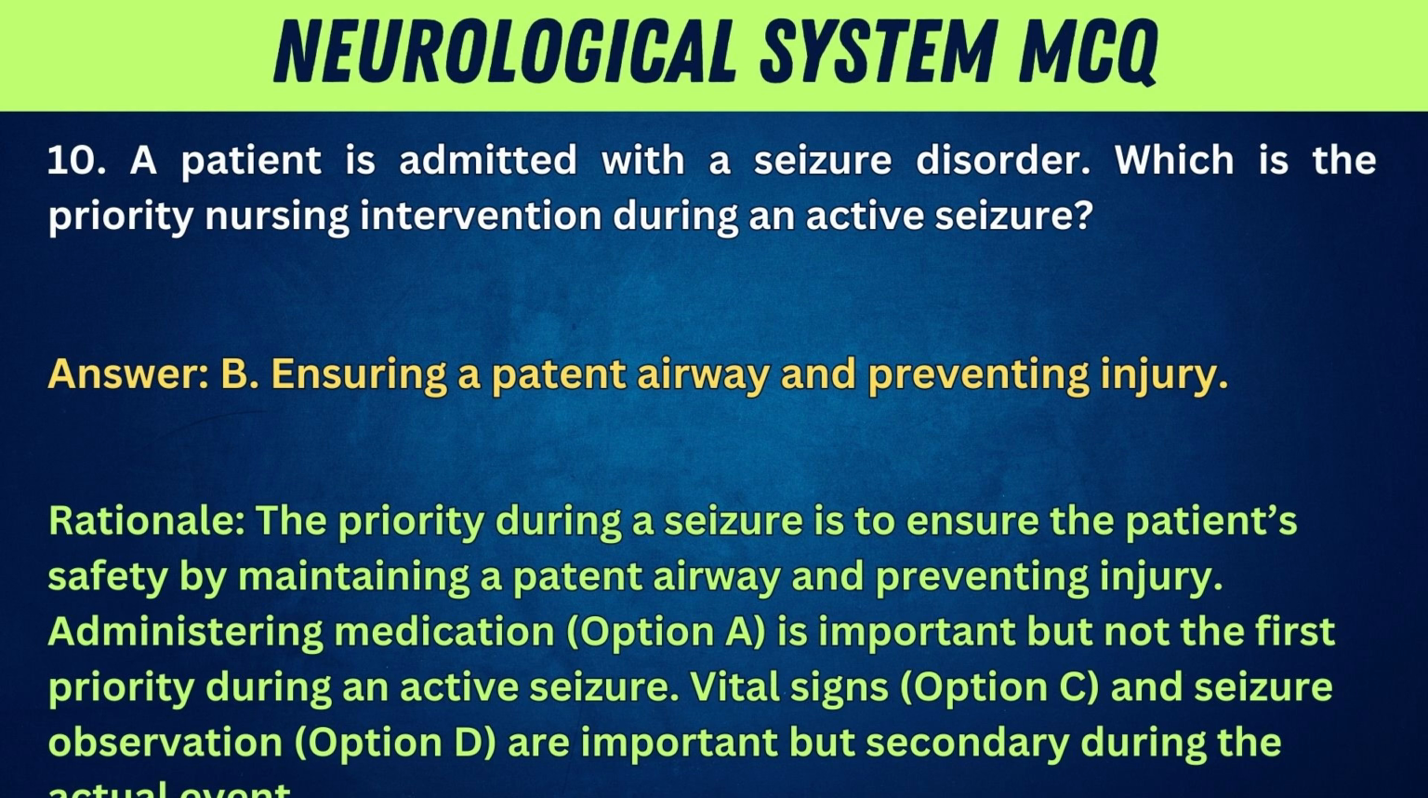Rationale: the priority during a seizure is to ensure the patient's safety by maintaining a patent airway and preventing injury. Administering medication, option A, is important but not the first priority during an active seizure. Vital signs, option C, and seizure observation, option D, are important but secondary during the actual event.